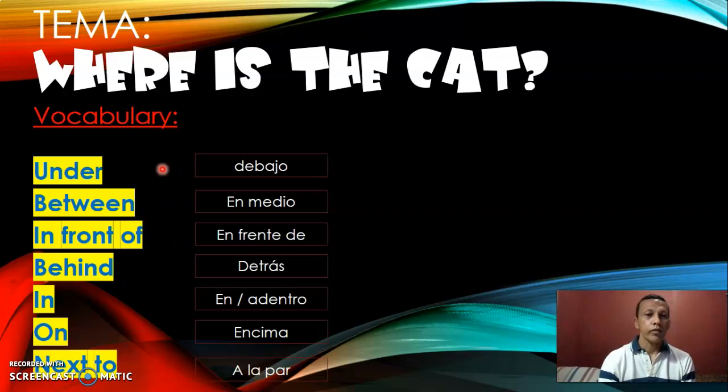Ok, repasemos de nuevo. Under, que es debajo. Between, cuando algo está en medio, decimos between. In front of, enfrente de. Behind, detrás. In, cuando algo está adentro o en, decimos en. En español decimos en o adentro. In English. On, encima. Next to, a la par. Okay, so that is the vocabulary.